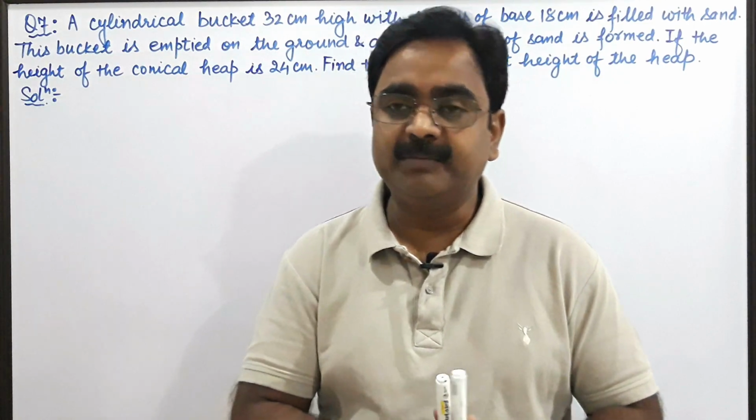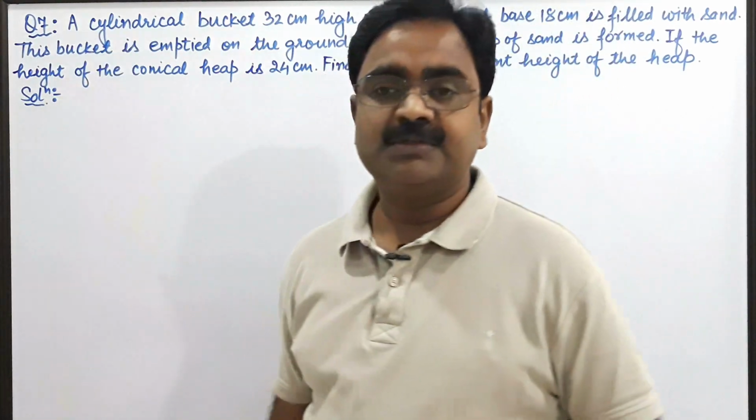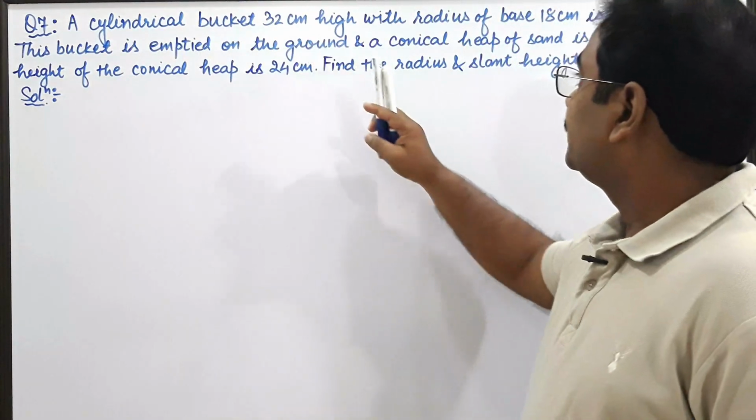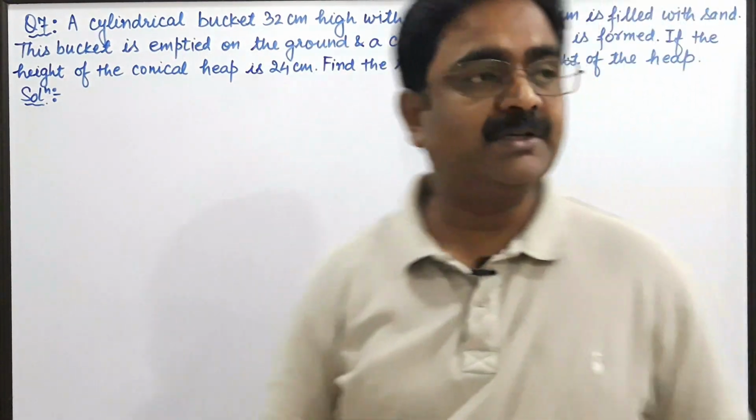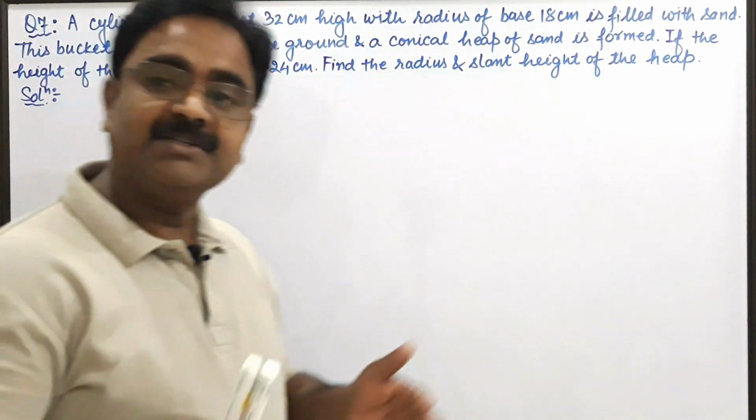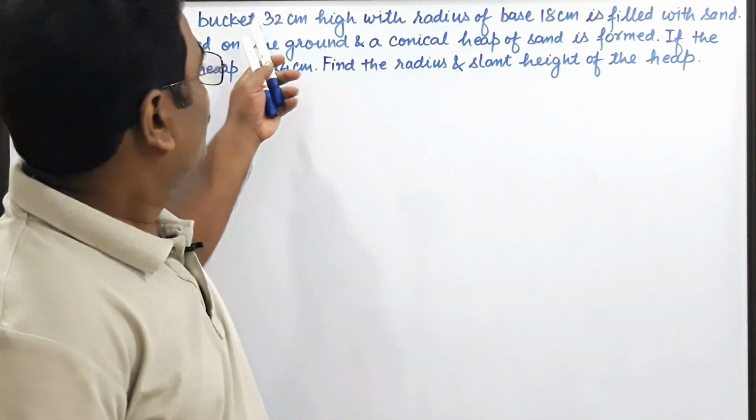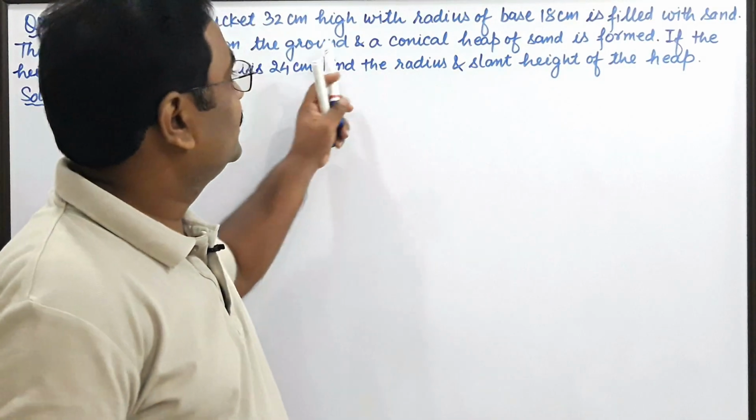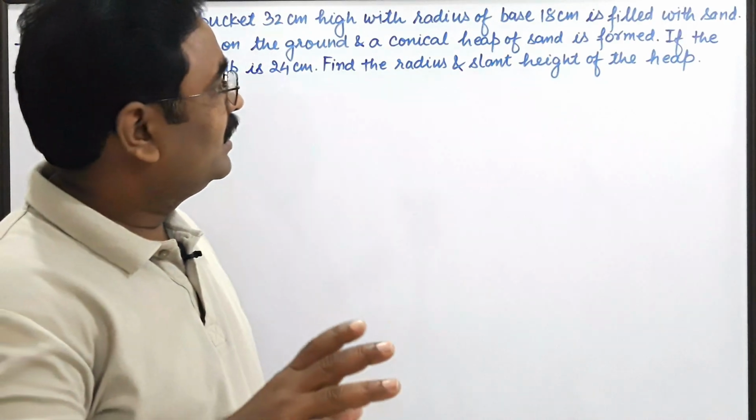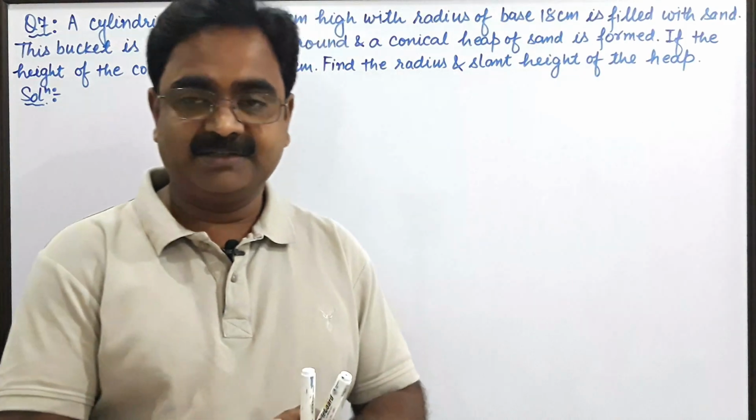So here we are going to study the question number 7. In this it is given a cylindrical bucket 32 centimeter high with radius of base 18 centimeter is filled with sand. That bucket is in the shape of cylinder of 32 centimeter high and radius of base is 18 centimeter. It is filled with the sand. ये sand से completely भरा हुआ है, that cylindrical bucket.